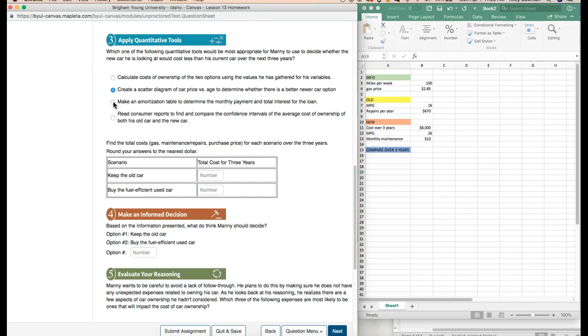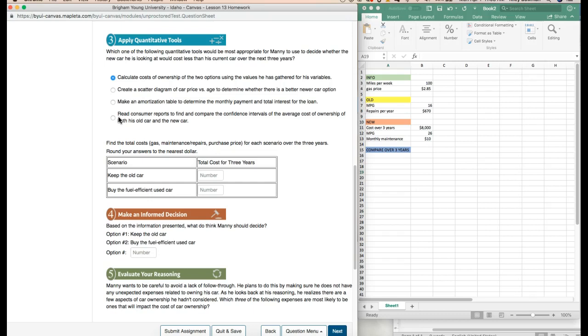The next one, make an amortization table to determine the monthly payment and total interest for the loan. Now, thankfully, in this situation, we don't have to do that because it was given to us that over the cost of 3 years, it's already $8,000. So this one isn't good either. So we like this one. These 2 are out. I apologize, I was clicking the bad ones.